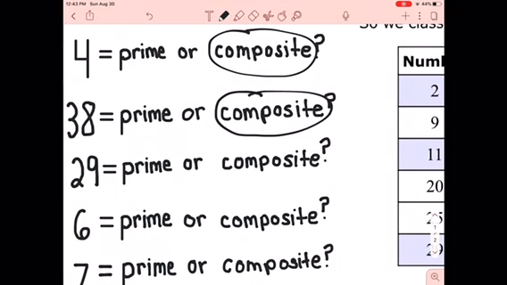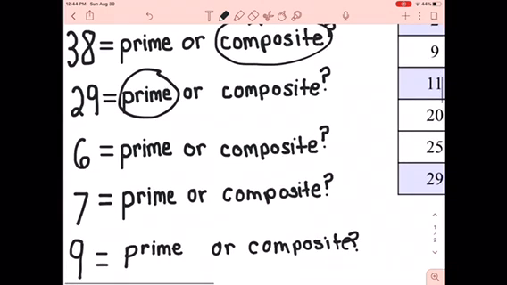29. Prime or composite? It is odd, but it can still be divided by another number. But I don't think there's any other numbers that it can be divided by besides 1 and 29. So I think that it's prime. Let's circle that. Now let's move on to 6.